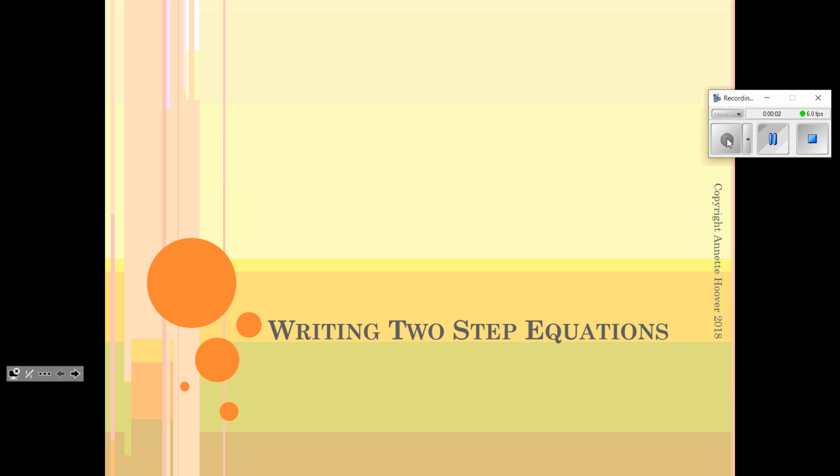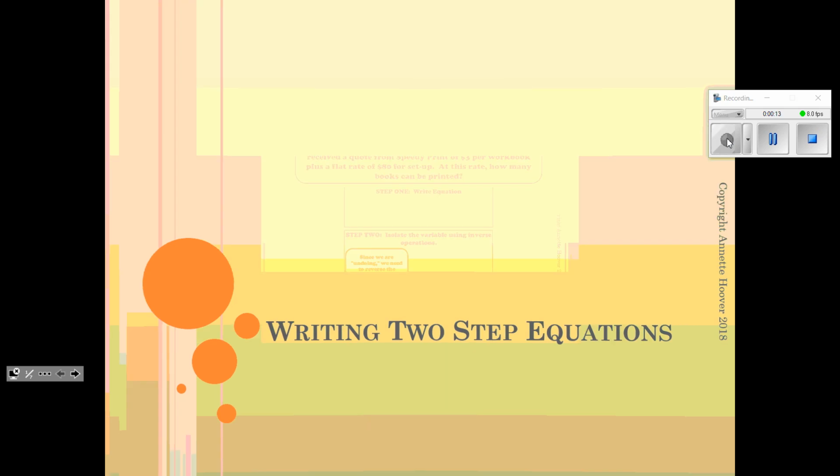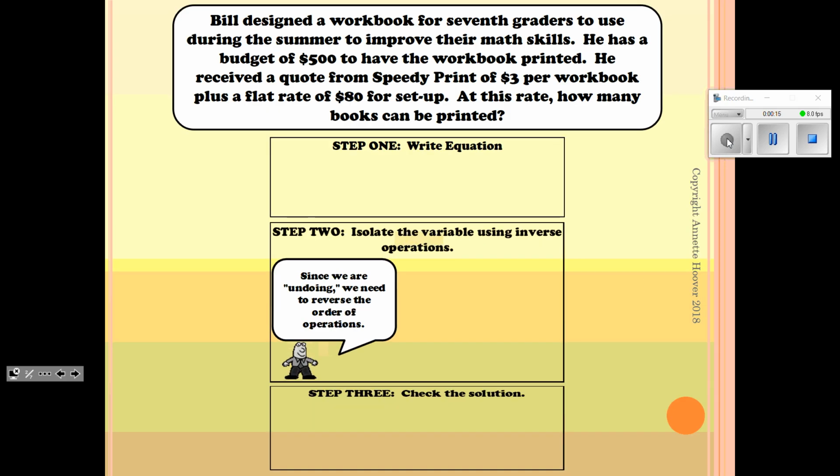Today we're going to be looking at not just solving two-step equations, but looking at examples from the real world and how to write a two-step equation and then practice solving. So here is an example.